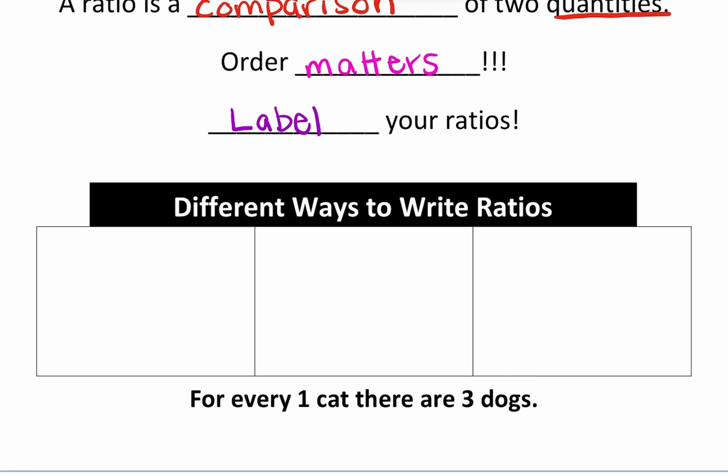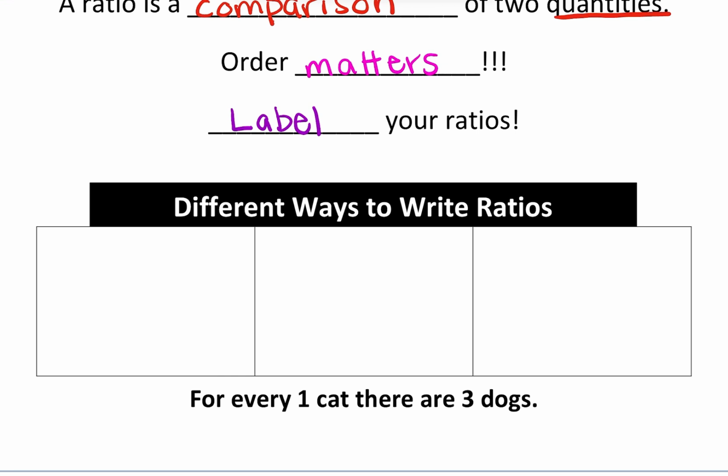So we're going to be looking down here at the bottom. We're going to use this example to help us write ratios. So there are different ways to write ratios. In this example, it says for every one cat, there are 3 dogs. So if I have one cat, there's going to also be 3 dogs. And then if I have another cat, there's going to be 3 dogs. It's going to happen over and over again.